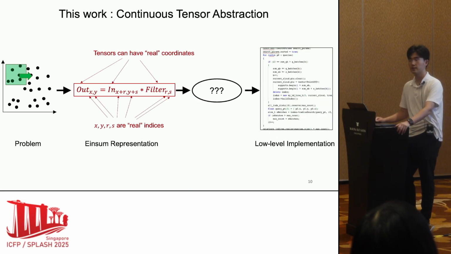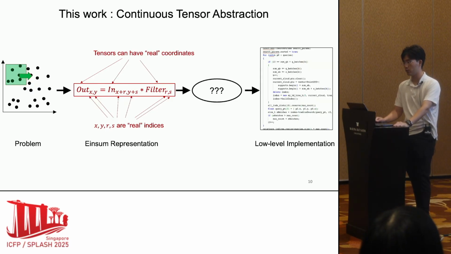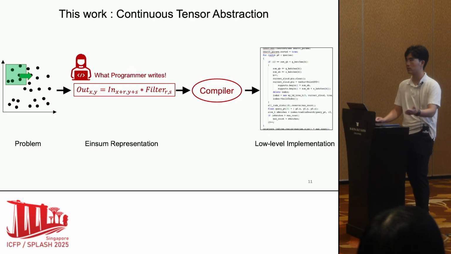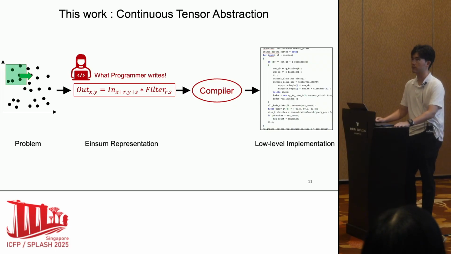But here's the key idea. What if tensors could have real-valued coordinates? Then you can index them with real indices and still write the exact same einsum as before for the point cloud convolution. And now imagine there's a magical compiler that can take this real-index einsum and generate efficient code automatically for you. Then the user can write the same simple high-level tensor expression as before, nothing new to learn, but under the hood, everything works for real coordinates. This is exactly what we are doing in this work, and we call such a model the continuous tensor abstraction.